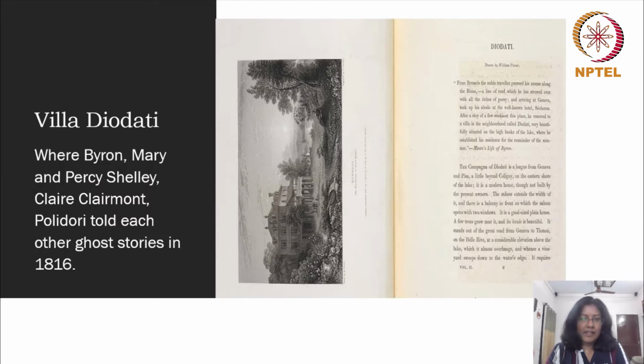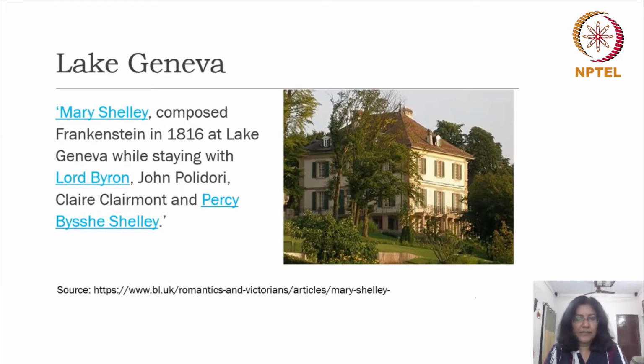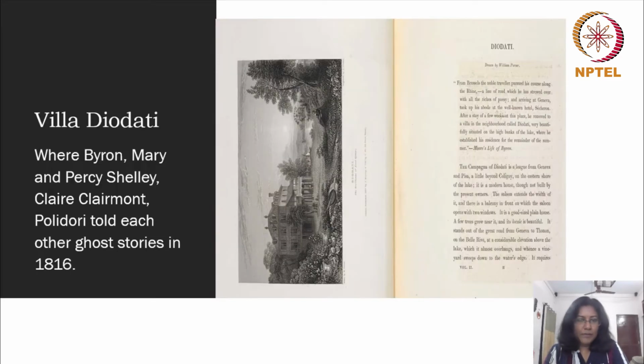So this is another contemporary image, a 19th century image of that Villa Diodati where they stayed, and this is also a contemporary image, contemporary as in now, and this one is 19th century. So it is in this villa that Byron, Mary and Percy Shelley, Claire Claremont, and Polidori told each other ghost stories to pass the time in 1816, and one of the stories that was written out of this contest was Mary Shelley's Frankenstein. We also know that Polidori's Dracula was also the product of this kind of ghostwriting contest.